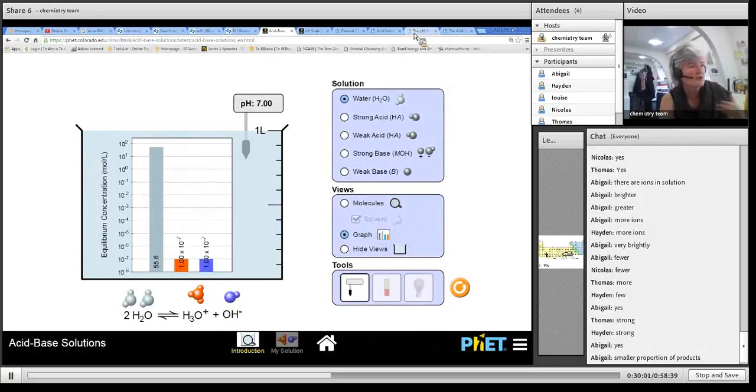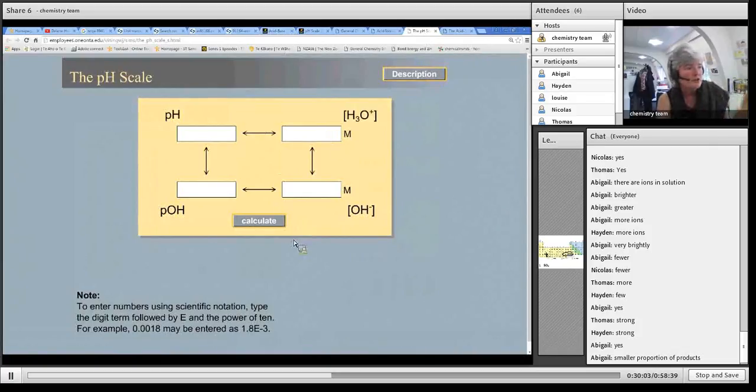Okay, so you've got that idea. And so what this does, it allows you to work out the pH from the different values. You just put in a number in any one of these. So if I have a pH of, let's say, 2, and I calculate, it should fill in the other blocks. Okay, notice what these add up to.